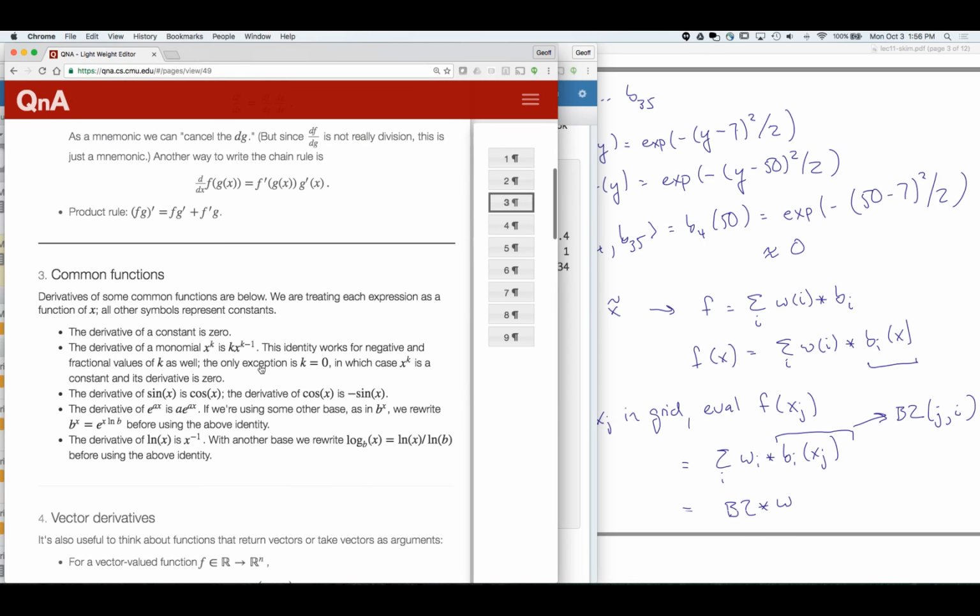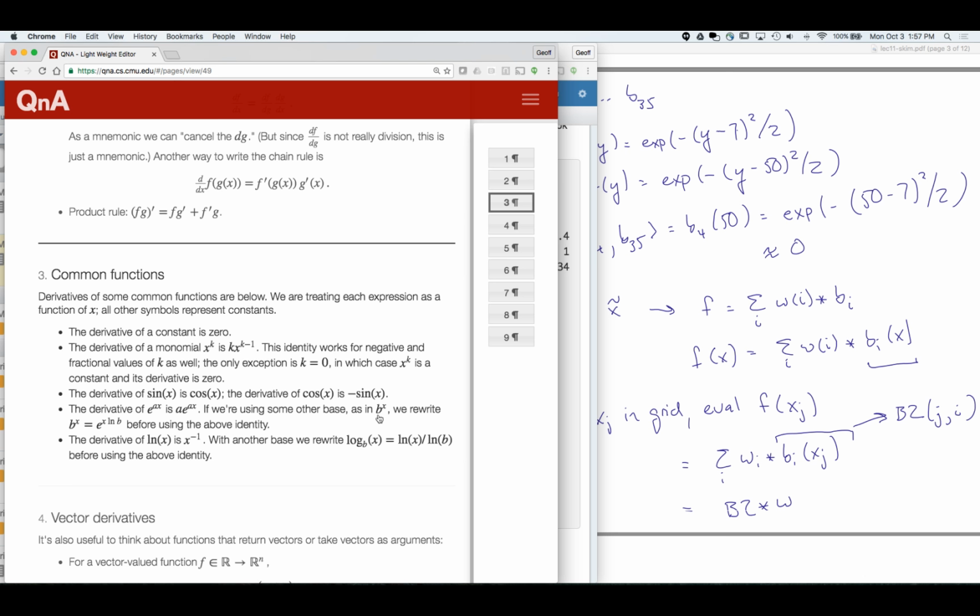All right, and there's a lot of common functions. I'm trying to cover here the ones that we're likely to need in this class. So the derivative of a constant is 0, the derivative of a monomial, x to the k, is k times x to the k minus 1. The derivative of sine is cosine, of cosine is minus sine. The derivative of e to the x is e to the x. And if you combine that with the chain rule, you get the derivative of e to the a times x is a times e to the ax, where a is a constant.